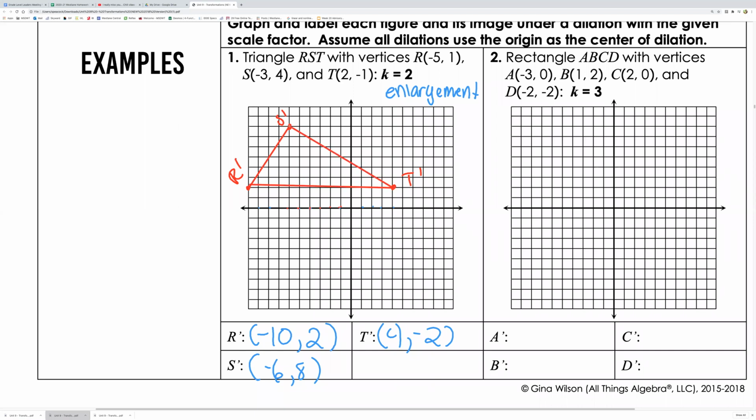There we go. All right, now let's graph our original image. Again, so sorry about that. I accidentally went down. I was supposed to go up. All right, 1, 2, 3, 4, 5, up 1. It's going to give me R. 1, 2, 3, 4, 5. 1, 2, 3, 1, 2, 3, 4.